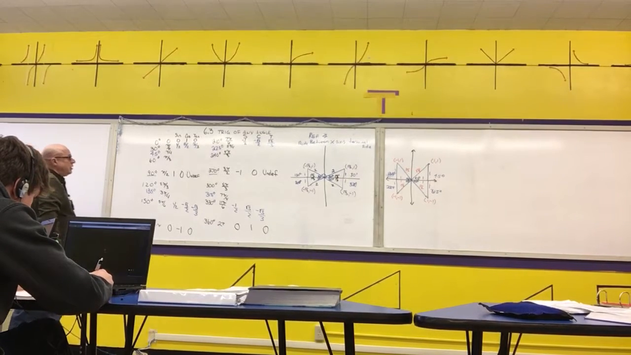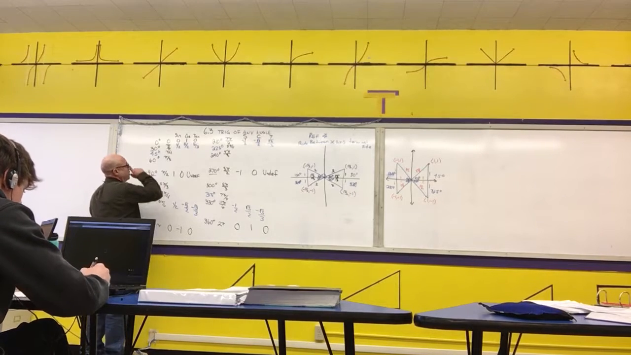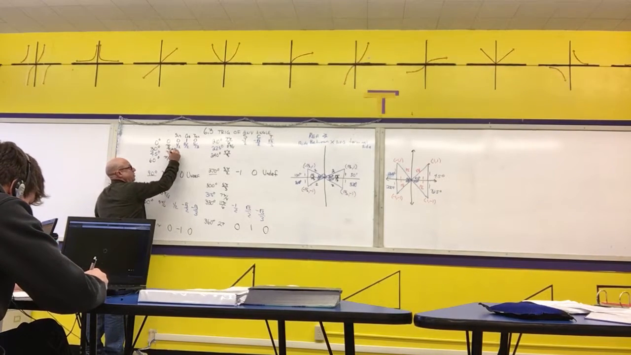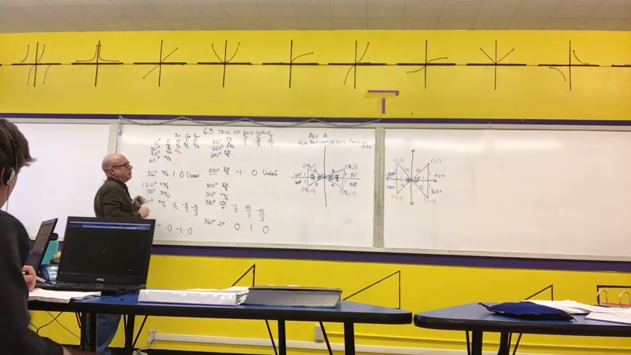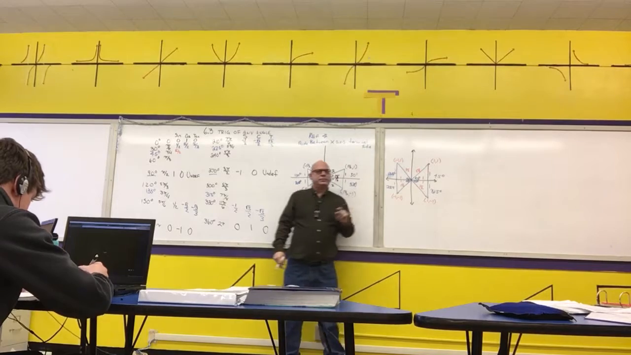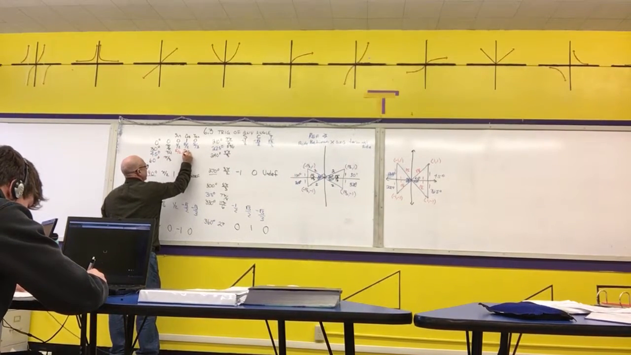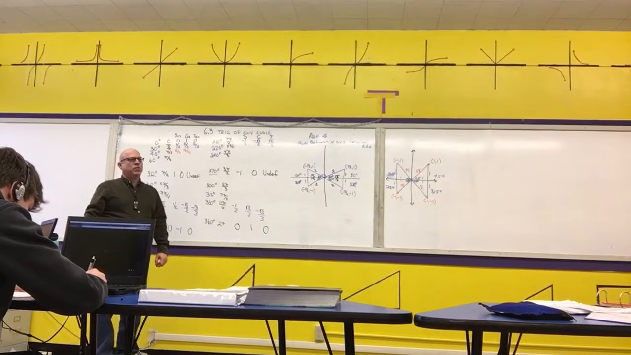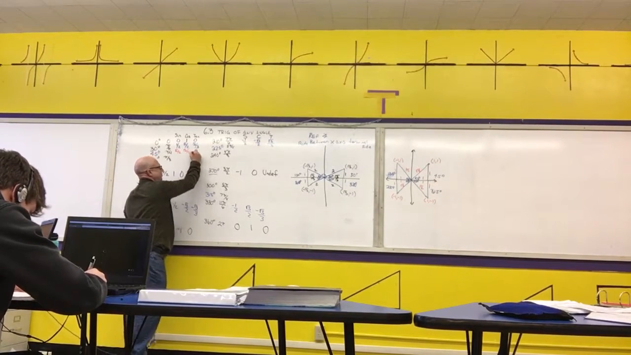So sine is 1 over root 2, which is the square root of 2 over 2. Cosine, 1 over root 2, is square root of 2 over 2. Tangent of 45 is what? 1 over 1 is 1.